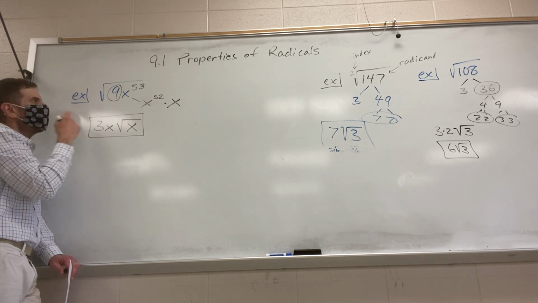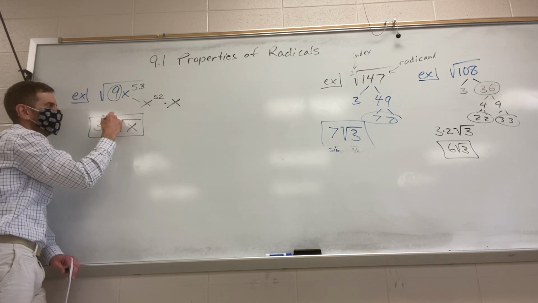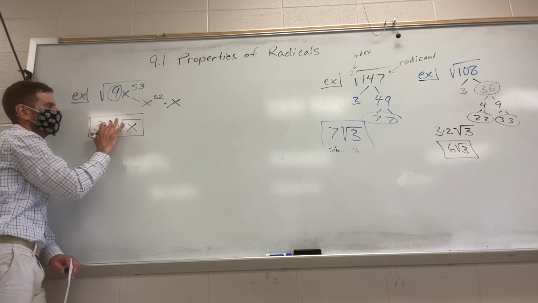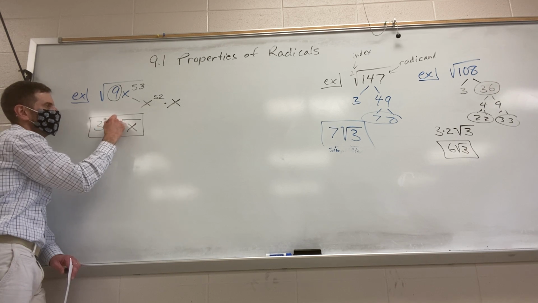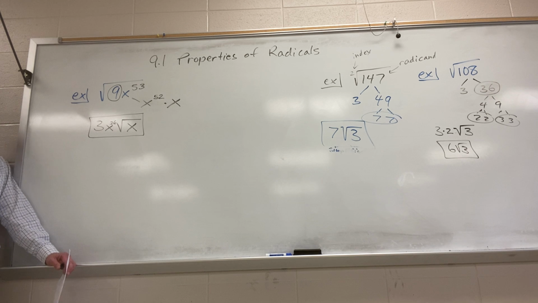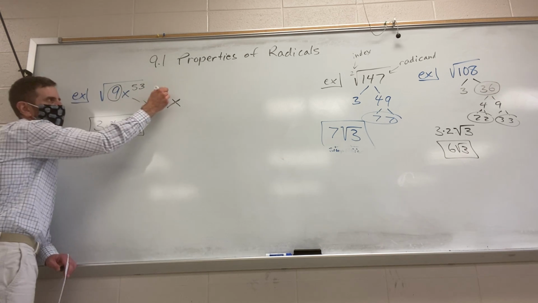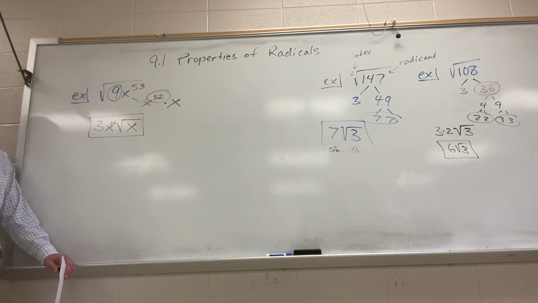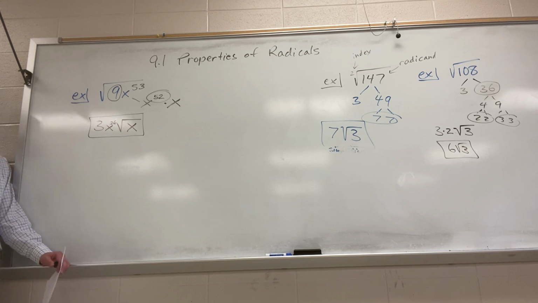Interesting. So the answer to this would be 26 square root x. Whenever you have an even exponent, you just cut them in half. So it's a shortcut that you can use.